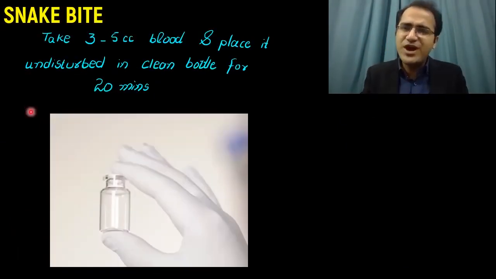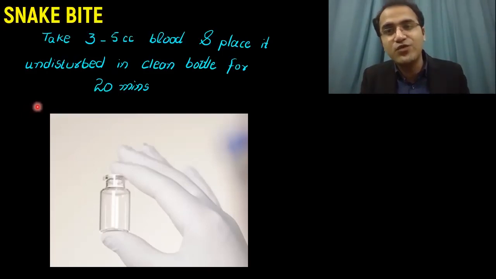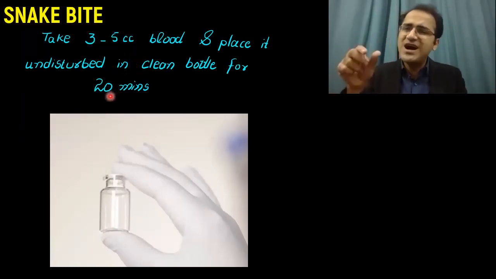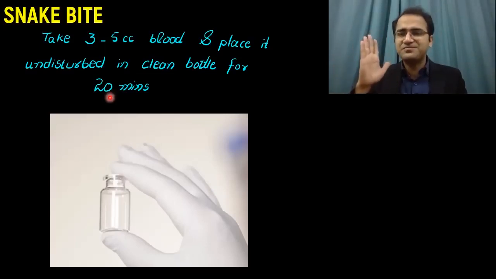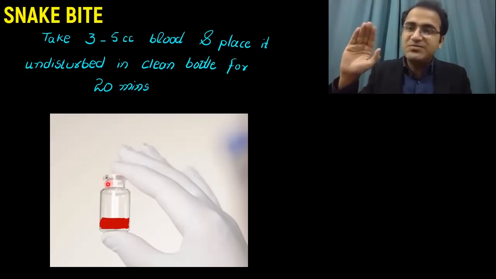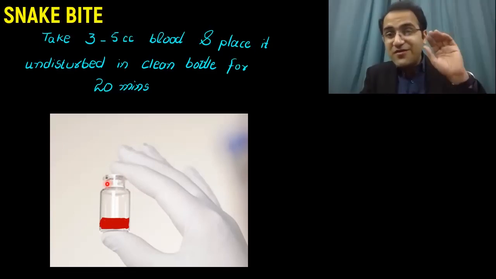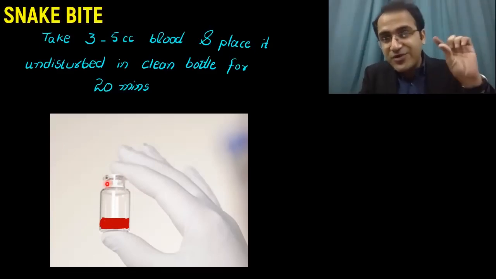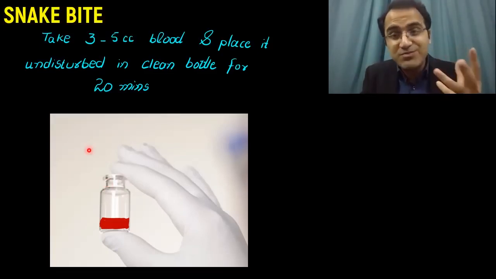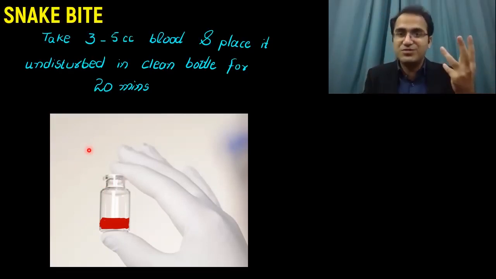What if you are in a periphery or a rural area where you do not have the facility of doing PT-INR? You can take a clear, transparent, clean bottle like this, put 3 to 5 cc of blood in it, and place it undisturbed for 20 minutes. After 20 minutes, if the blood gets clotted, it means the coagulation profile is normal. But if the blood is still fluid after 20 minutes, it means that the patient has been bitten by a hemotoxic snake. So this is the simple method with which you can check the bleeding profile of the patient.